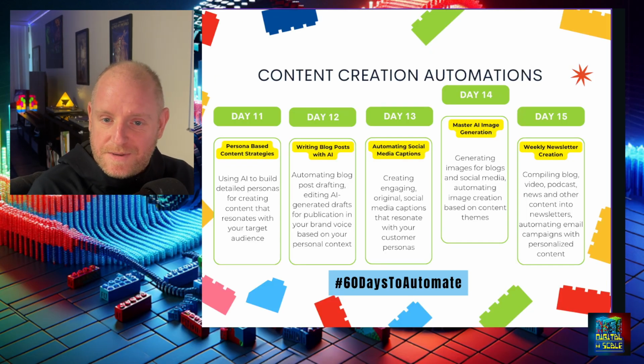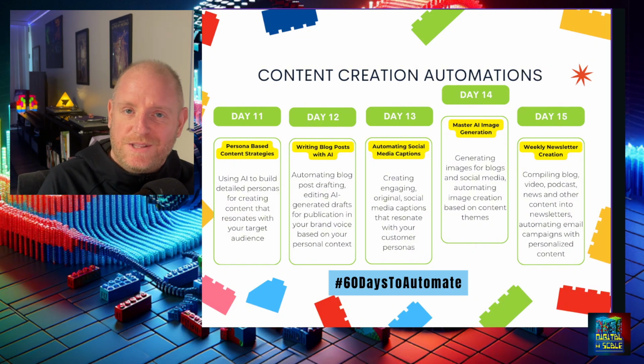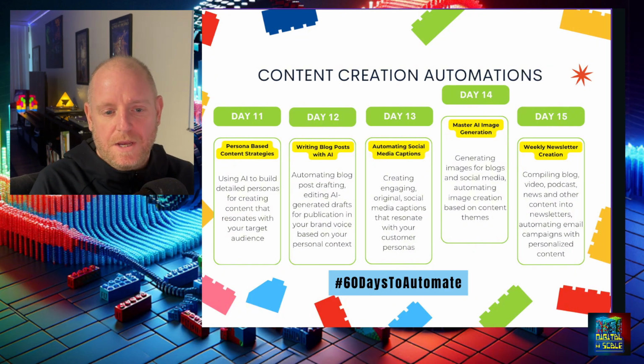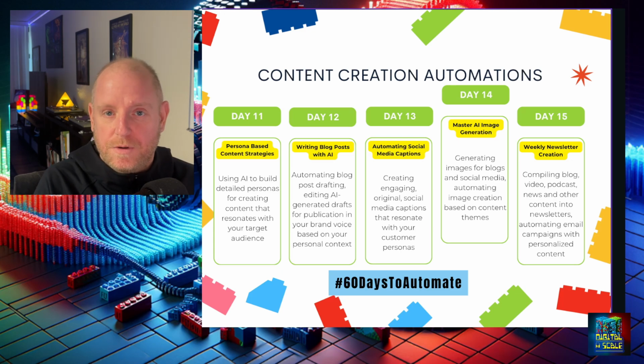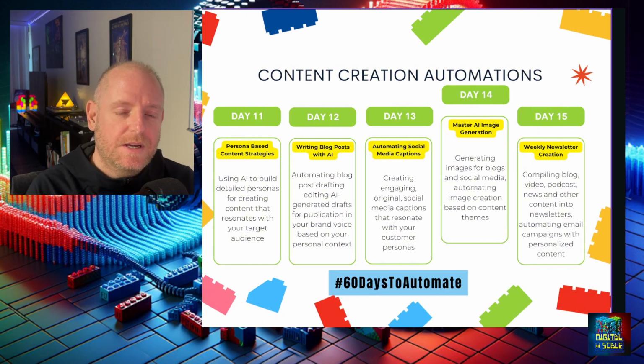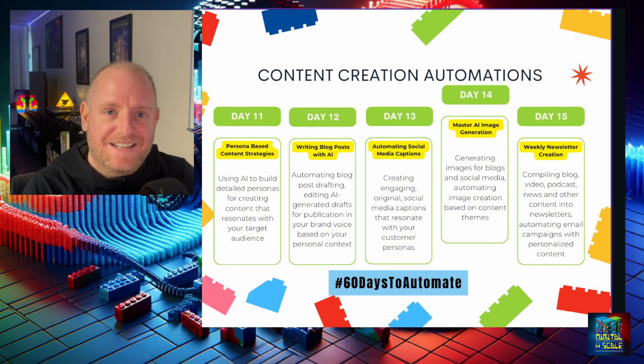So, this week we've been talking about content creation and the different automations that we can create in the marketing sense, from creating personas to writing blog posts and creating social media captions that resonate. Today, we're going to be talking a lot about AI and image generation.